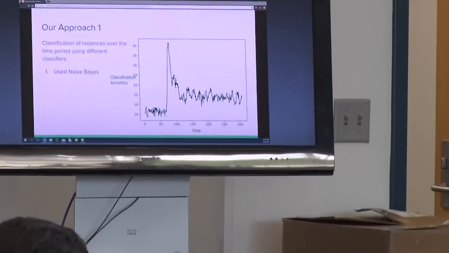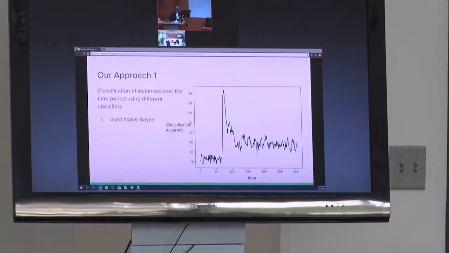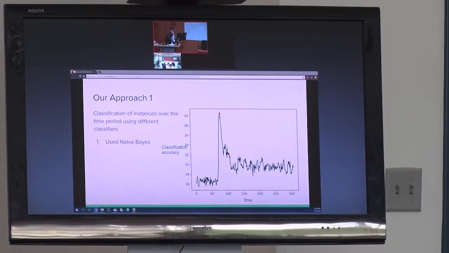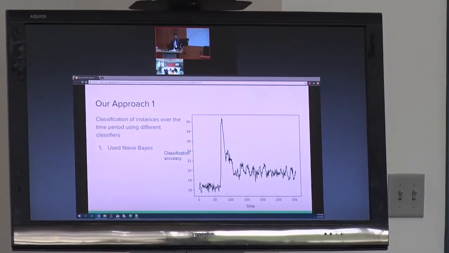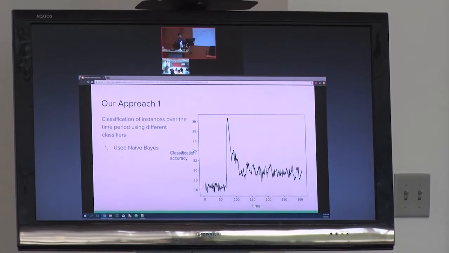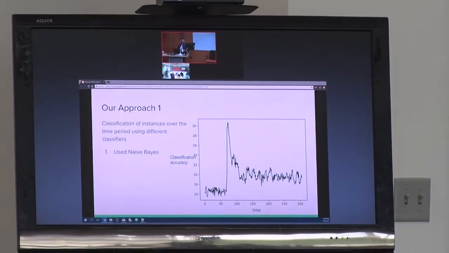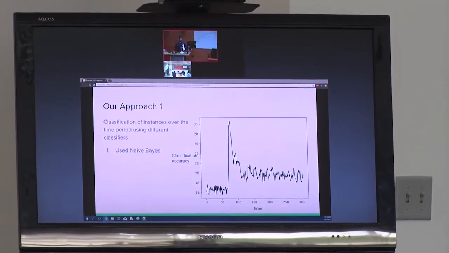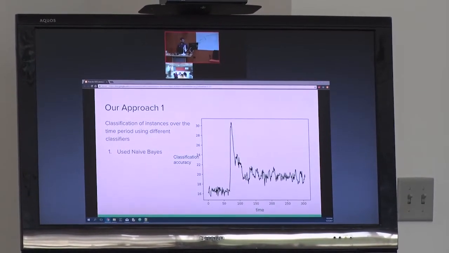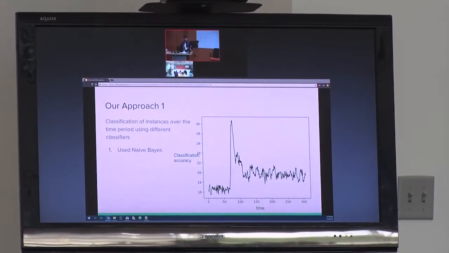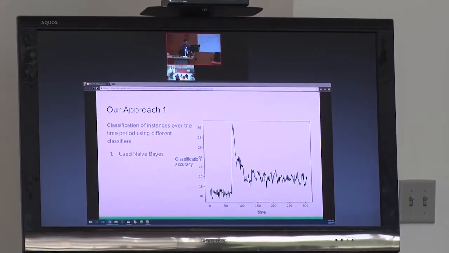We use a simple binary classifier, and we classify it over time. And you can see from the graph that the highest peak was around 35% accuracy and around 75 times.